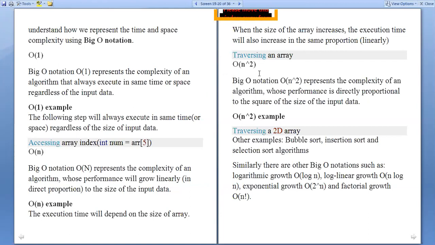Next, O of n square, quadratic. It represents the complexity of an algorithm whose performance is directly proportional to the square of the size of the input data, that is n square. So traversing a two-dimensional array takes that much time. Other examples: bubble sort time complexity is also O of n square. Insertion sort time complexity and selection sort time complexity are also O of n square.